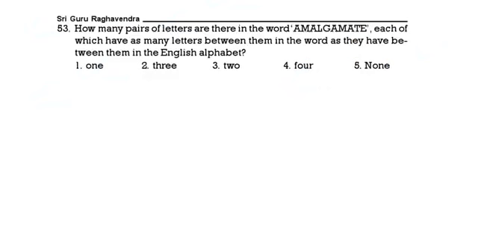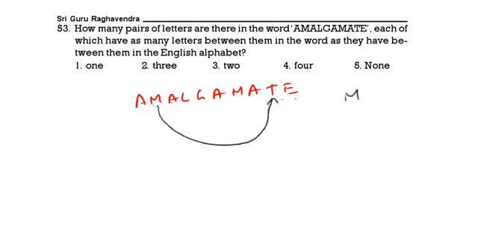How many pairs of letters are there in the word amalgamate? A-M-A-L-G-A-M-A-T-E, which has as many letters in the English alphabet. See this one. A, B, C, D, E, F, G, H, I, J. Nothing. M, N, O, P, Q, R, S, T. Now MT. MT is one pair. So how many alphabets are there here? The same number of alphabets should be in the English alphabetical series.